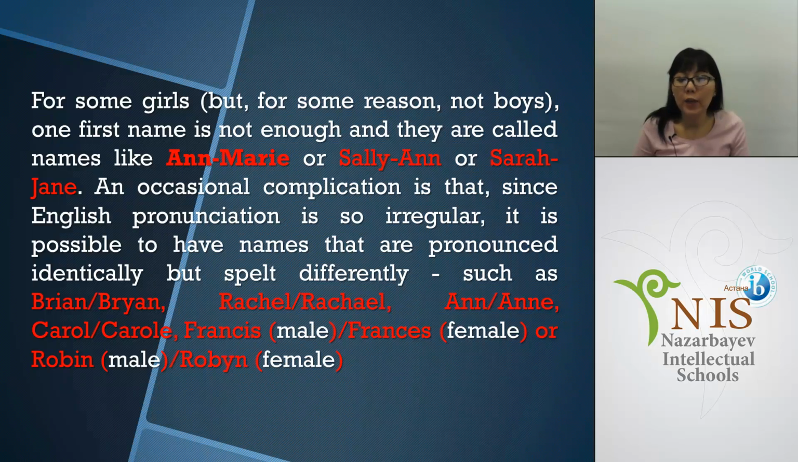The same happened with Rachel. We can see that A appeared in one name, and Anne has a mute E at the end. Carol, Francis, and Robin. So sometimes British people, due to their pronunciation or depending on their regional geographical position, add sounds that actually identify their geographical position.